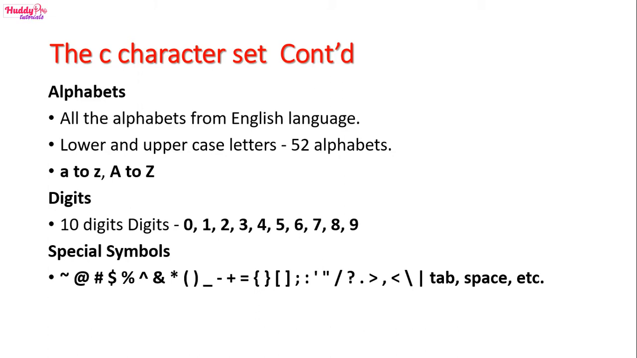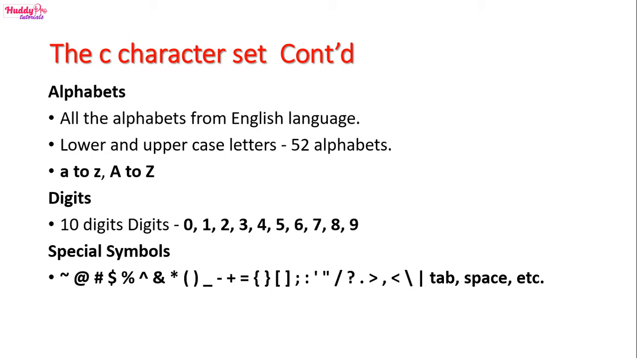So we have the alphabets. The C language supports all the English alphabets, both the lowercase and the uppercase letters. So the C language supports a total of 52 alphabets. The lowercase letters are from small a to small z, whereas the uppercase letters are from capital A to capital Z. And now C also supports digits. It supports 10 digits, which are used to construct numeric values. So these digits range from 0 up to 9.